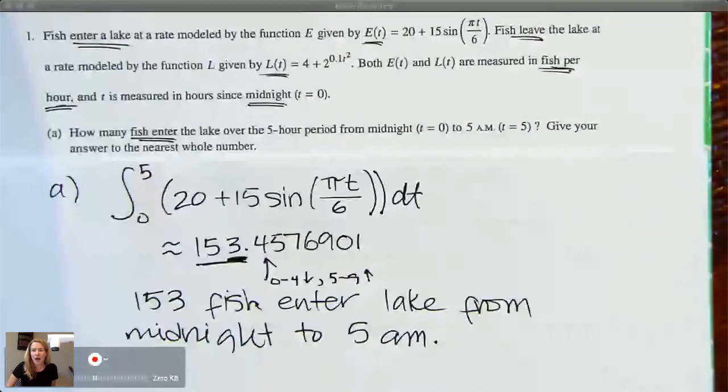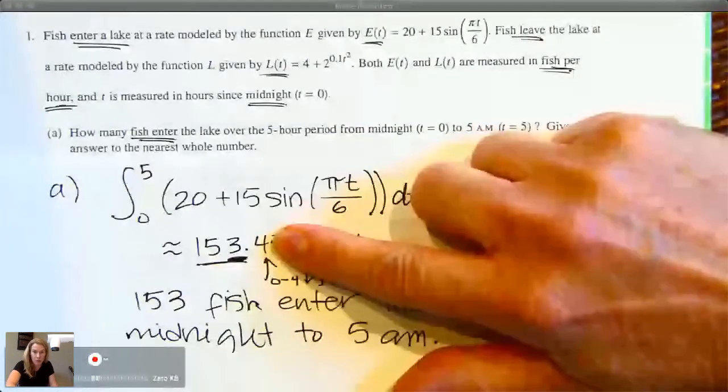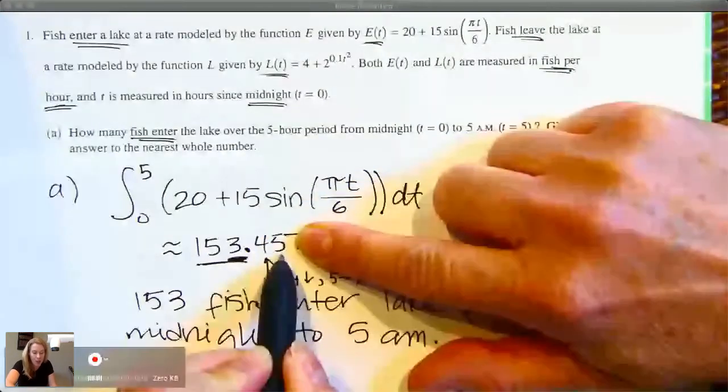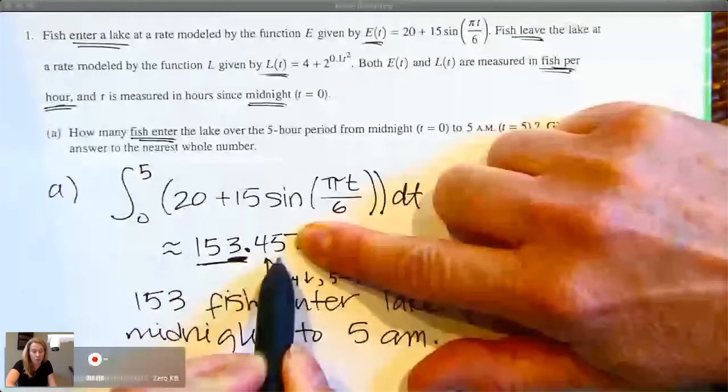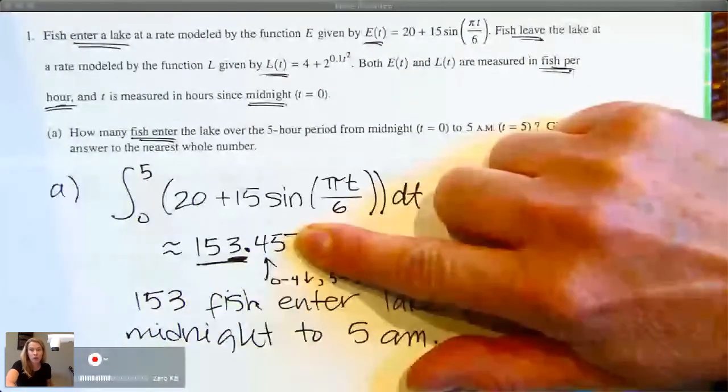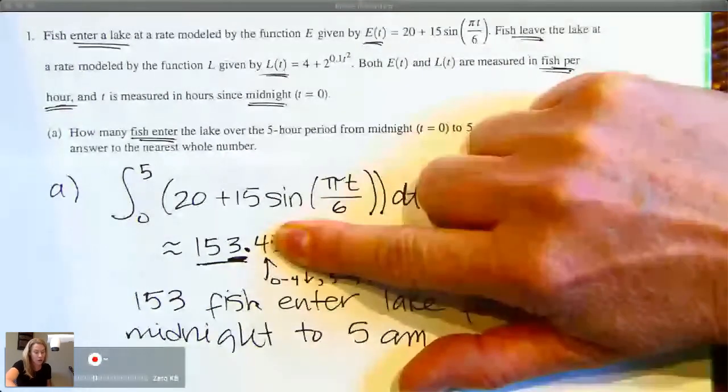Wonderful. If you were asked to round off to the nearest tenth, which would be one digit after the decimal, we would look at the next digit, and that would tell us to round this up to 153.5. But that wasn't the actual question. We were asked to round to the nearest whole number. So you only look right here, nothing else, and that tells me just leave it as is.